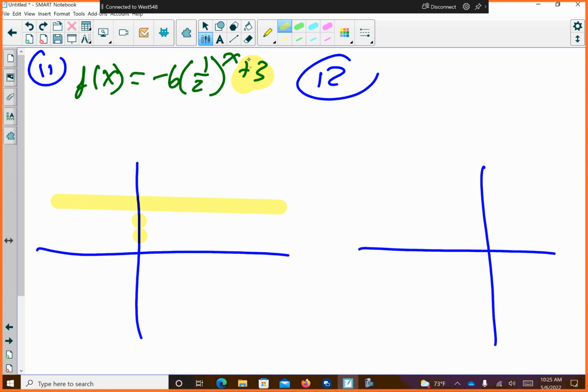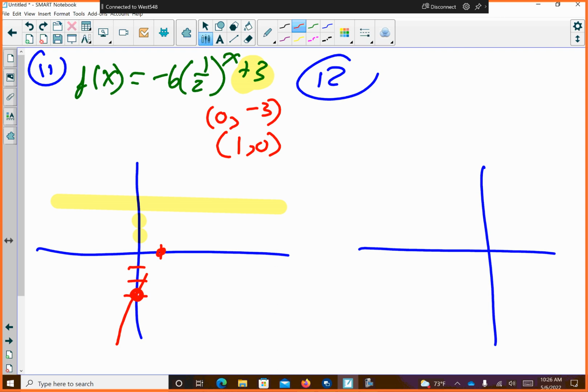So that means that any of the math that we do, we make sure we add 3 to it. So if I wanted to get my 0 value, that's going to be -6 plus 3. -6 plus 3 is -3. So 0, -3. It's down here. If I plug 1 in, I get 1/2 to the first. It's 1/2. Half of -6 is -3. -3 plus 3 is 0.